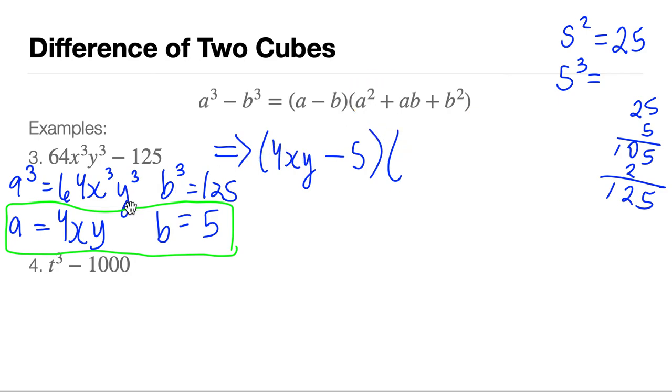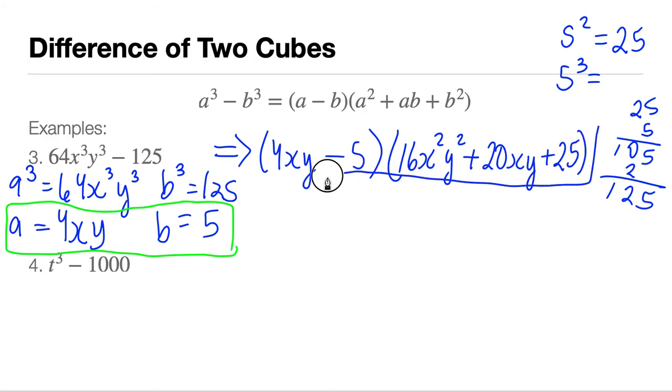So what's A squared? So square 4xy, so we have 16x squared y squared. Multiply A and B, so we have 4 times 5 is 20. Copy the variables, so we have 20xy. And then the square of 5, we know that as 25. And yeah, this is our answer for number 3.